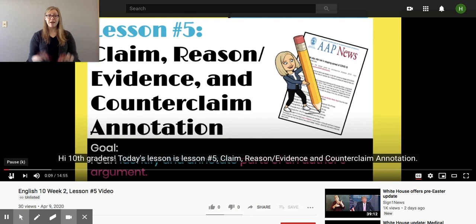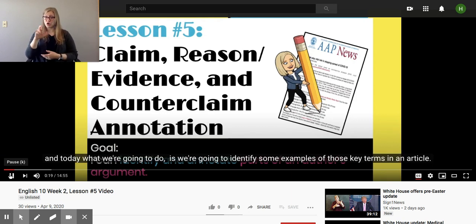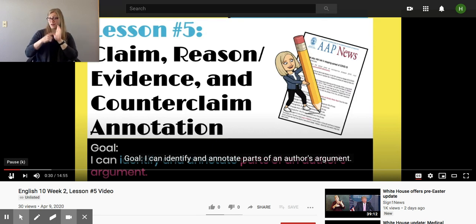10th graders. Today's lesson is lesson number 5, claim, reason, evidence, and counterclaim annotation. Remember last week we reviewed key unit argument vocabulary, and today we're going to identify some examples of those key terms in an article. So here's our goal. Read it with me. Goal: I can identify and annotate parts of an author's argument.